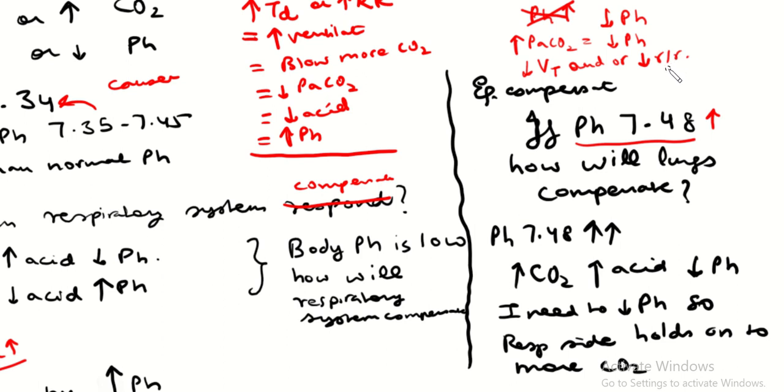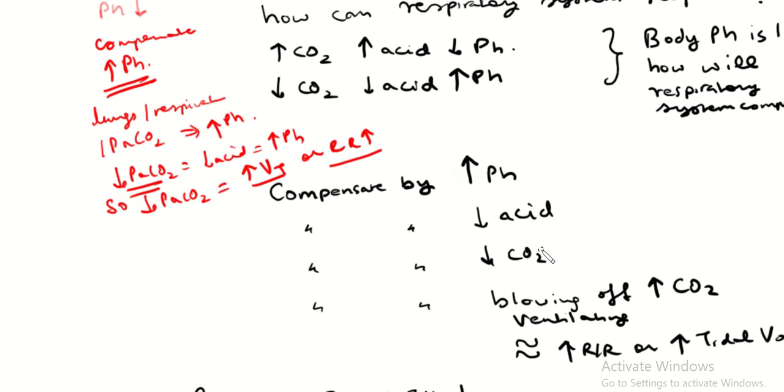So again, slower breaths, a lower volume that I breathe in or out when I ventilate. So the respiratory side holds on to more carbon dioxide. That's what my body tries to do. It senses what the pH is, and then it asks the respiratory system to either breathe faster or slower, deeper or shallower, to compensate. And that's what the respiratory side does.